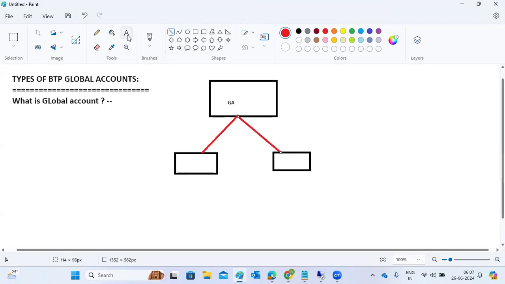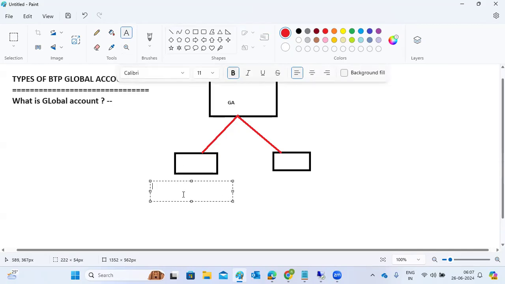One is called the enterprise account, and the second one is the free trial account, also called the trial account. So a global account has two types: the enterprise account and the trial account.